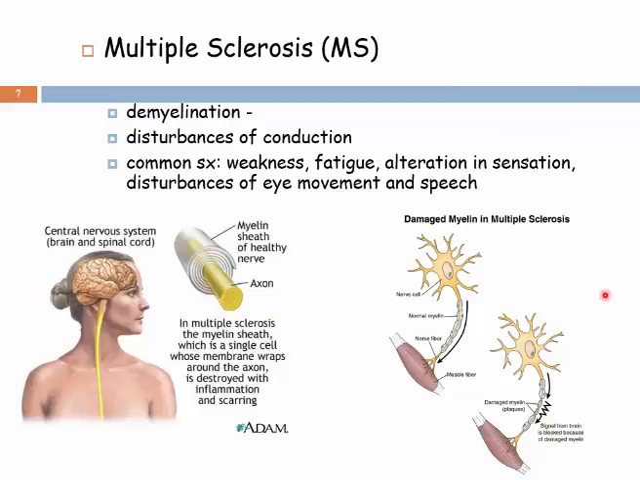Multiple sclerosis is another common neuromuscular condition in which demyelination of nerves occurs. The myelin sheath that covers nerve axons aids in nerve transmission, and with multiple sclerosis, this sheath is damaged. This results in disturbances in nerve conduction, which ultimately causes weakness, fatigue, alteration in sensation, and disturbances of eye movement and speech. The cause of this condition is unknown, and those most affected are women between the ages of 15 and 45.